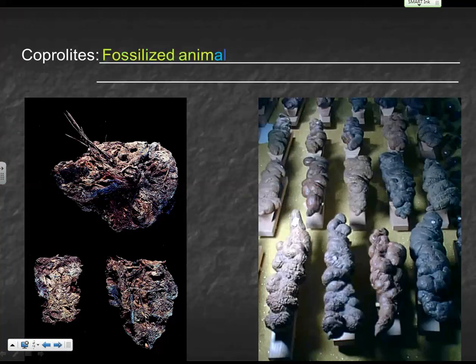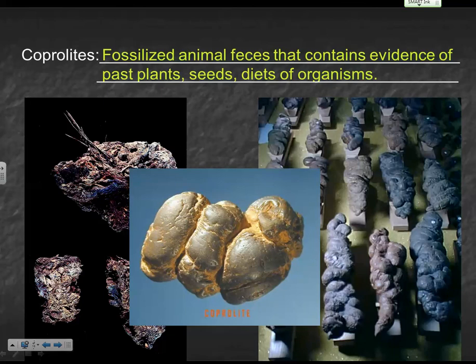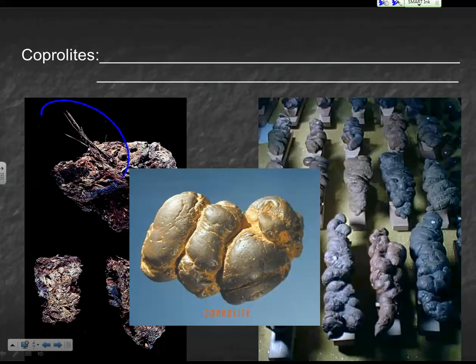And one of my least favorites, although it is interesting, you have to give credit to the paleontologists who study coprolites. This is fossilized animal feces. Contains evidence of past plants, seeds, the diets of organisms, days gone by. And you can see the plant eaters, lots of roughage, and the meat eaters, lots of flesh that's been turned into their dinner.